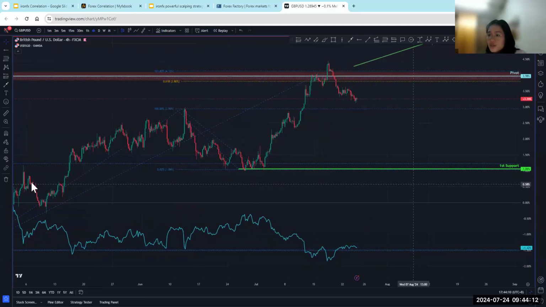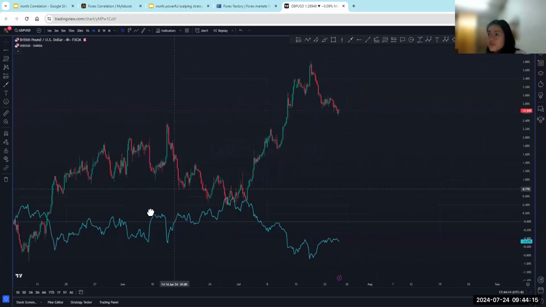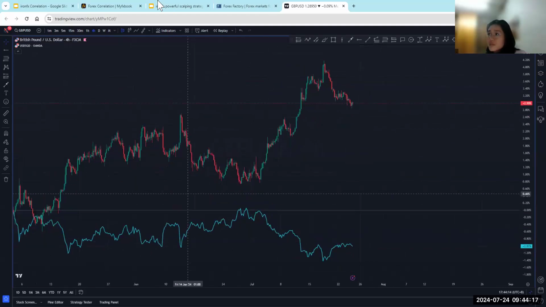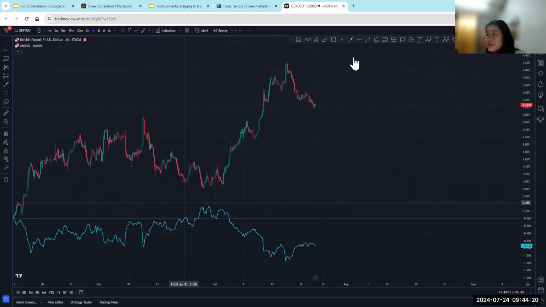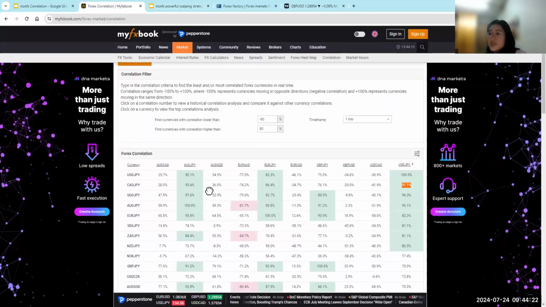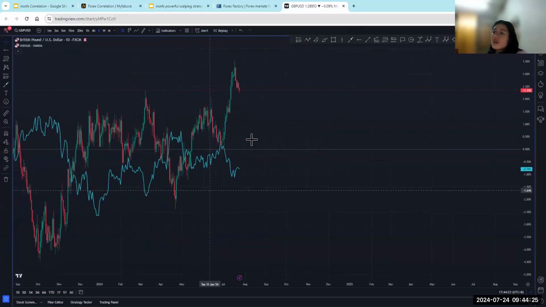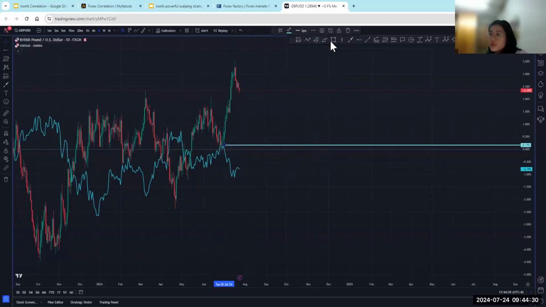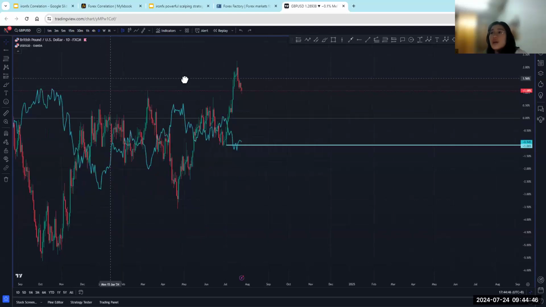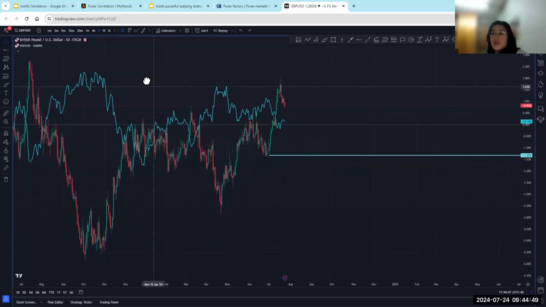Let me just get rid of all of the drawings. And this is our daily time frame. So I'm going to move it back to my daily time frame and you can see it a lot clearer now. Over here, we see the price of the British pound go up, and here we see the price of the Singapore dollar drop. So you could actually use both of these to hedge your position on either of the currencies.